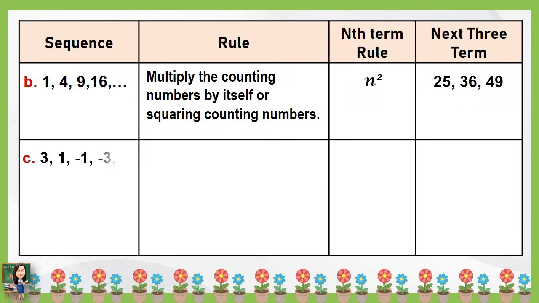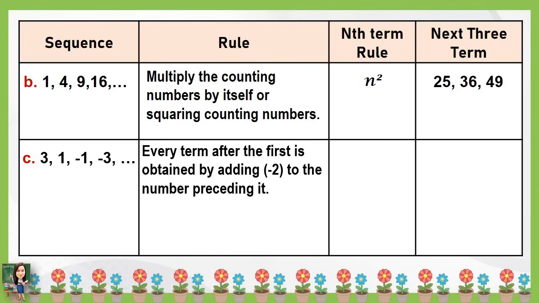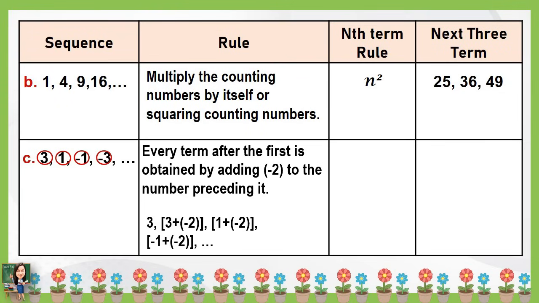For sequence letter C, the terms are 3, 1, negative 1, negative 3. Every term after the first is obtained by adding negative 2 to the number preceding it. Like, how do we get the first term 3? That is, 5 plus negative 2 equals 3. Then, 3 plus negative 2 equals 1. 1 plus negative 2 equals negative 1. Negative 1 plus negative 2 equals negative 3. The nth term rule is negative 2 times n, plus 5, or 5 minus 2n.